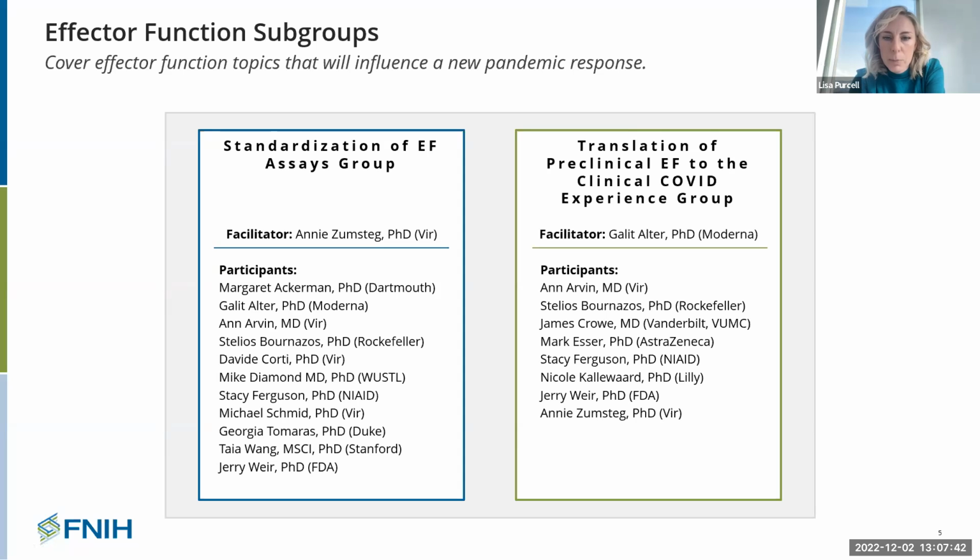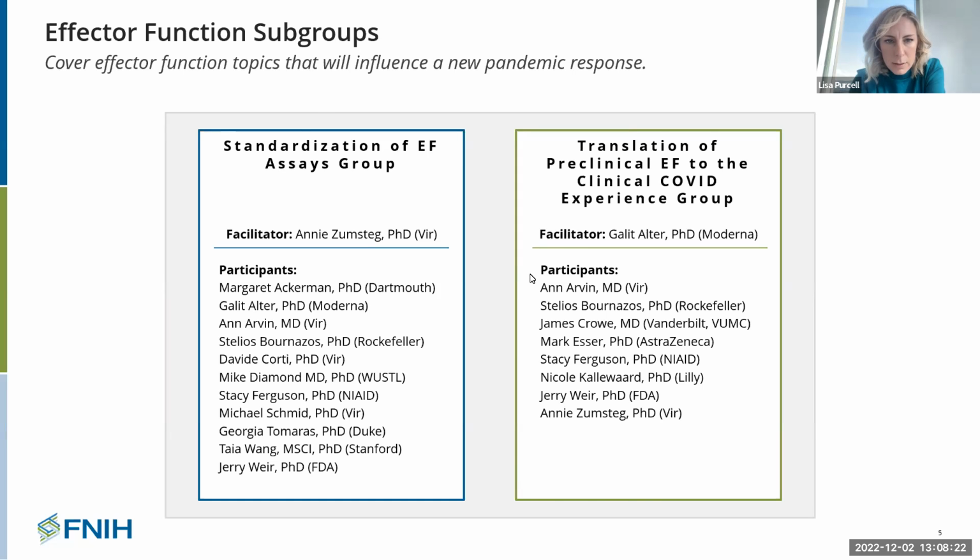And then the second group was focused on translation of preclinical effector function to the clinical COVID experience. This group, which had headed up the seminar series, was led by Galit and had Ann Stelios, Jim, Mark Esser, Stacey Ferguson, Nicole Calloward from Lilly, Jerry Weir, as well as Annie, and thought that in order for us to really gain an understanding on how to translate, that we really should sort of set the stage on effector function, and therefore really wanted this seminar series to move forward.